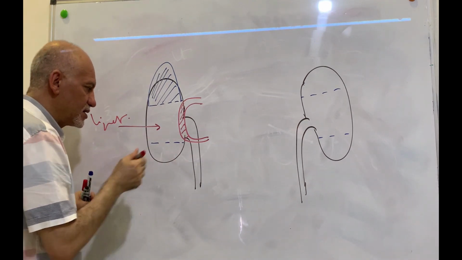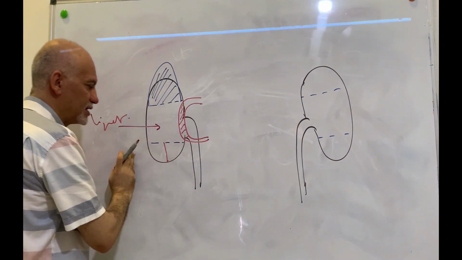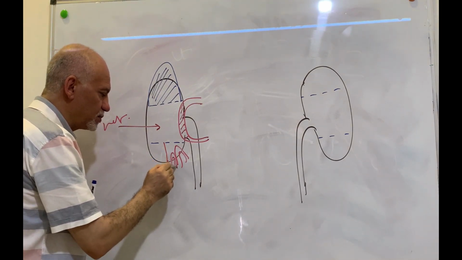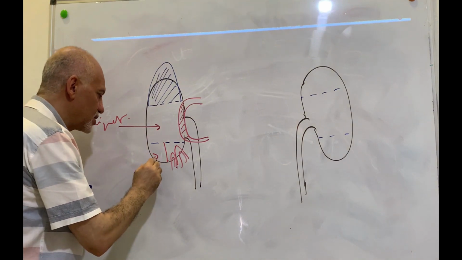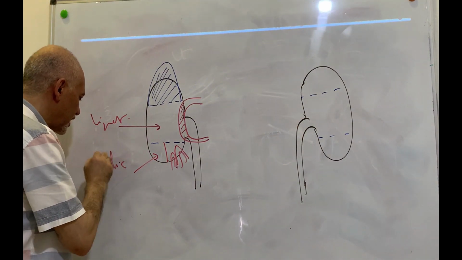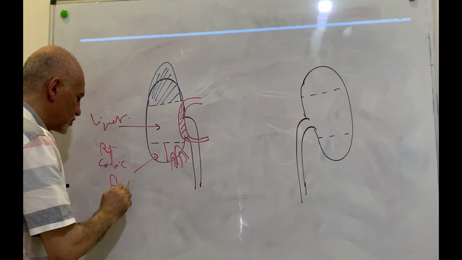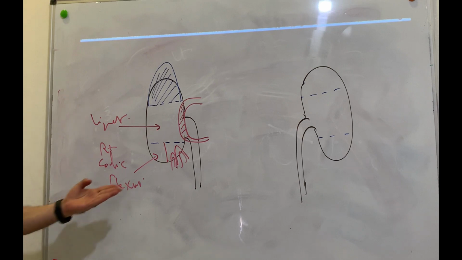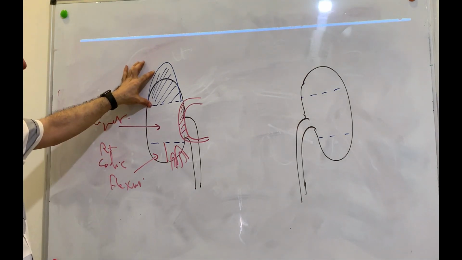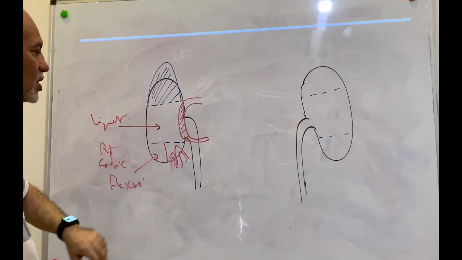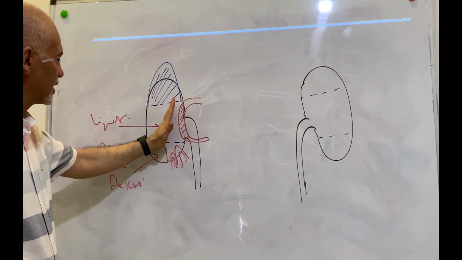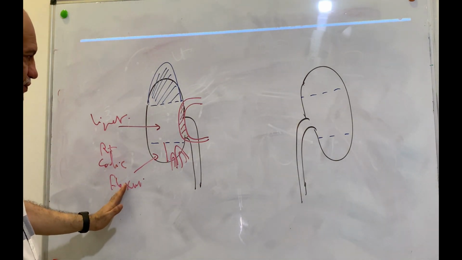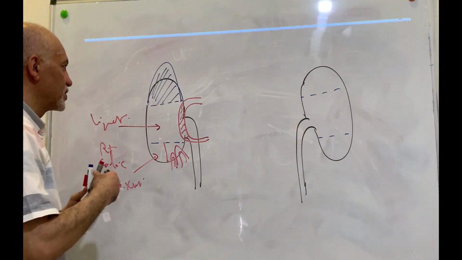The lower one third is divided into medial and lateral. The medial part is related to the loops of jejunum. The lateral part is related to the colic flexure, right colic flexure. This is the anterior relation of the right kidney. The upper part, suprarenal gland; the middle part, duodenum and liver; the lower part, medially jejunum and laterally the right colic flexure. This is the anterior relation of the right kidney.